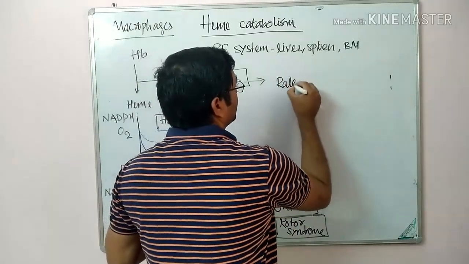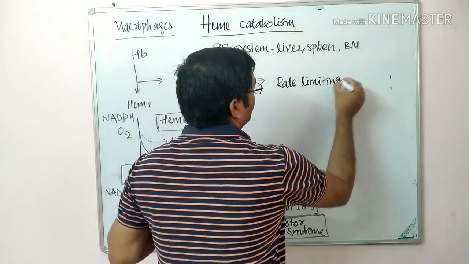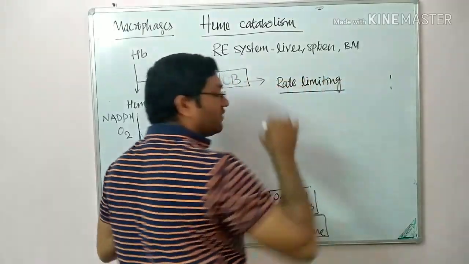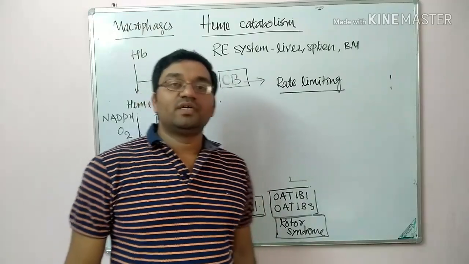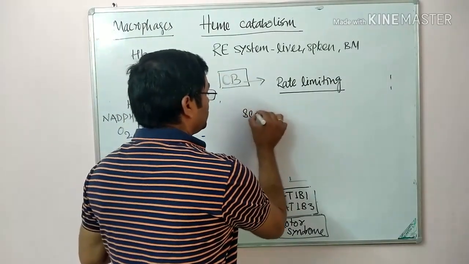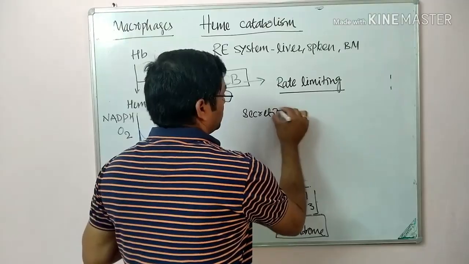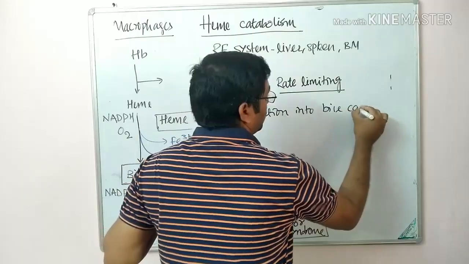This one is the rate limiting step in bilirubin metabolism. This is a very, very important step, and this is the only rate limiting step in bilirubin metabolism, that is secretion into bile canaliculi.